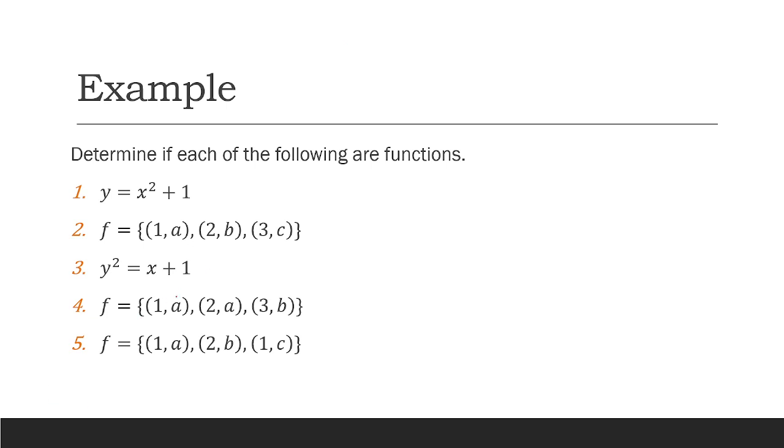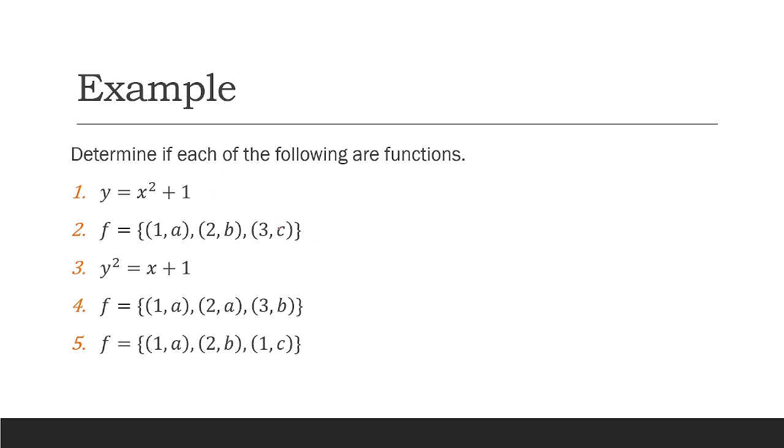Clear lang natin. Next, number 2. For number 2, it is a set of ordered pairs. So, f daw is equal to 1a, 2b, 3c. Obviously, this is a function also. Why? Because lahat ng x natin, that's 1, 2, and 3, they're assigned only to one value of y, and that is a, b, and c, respectively.